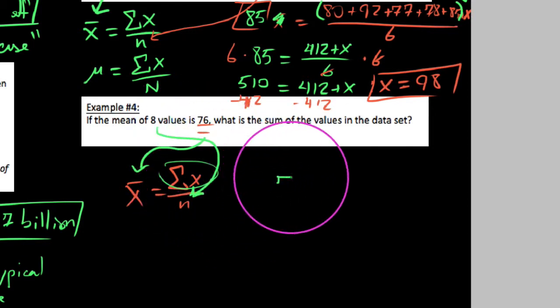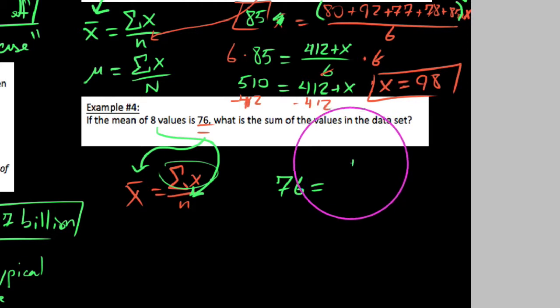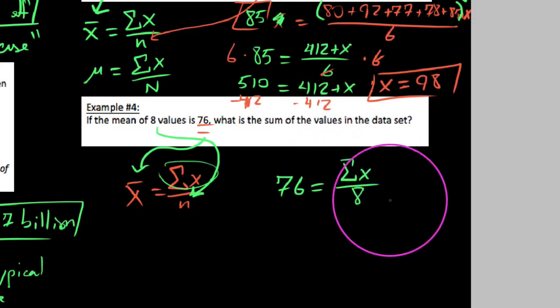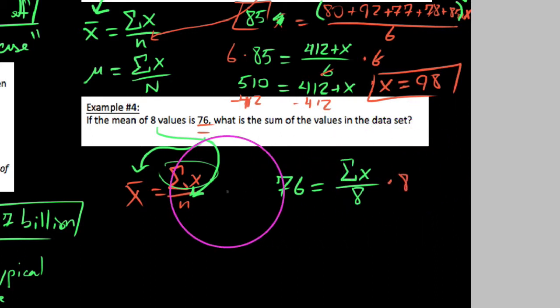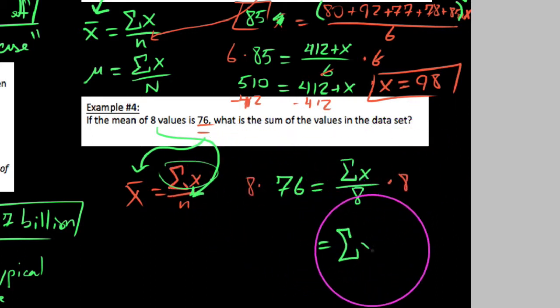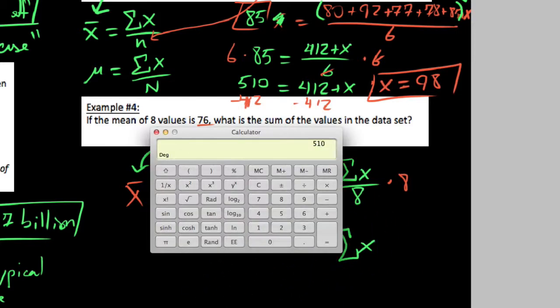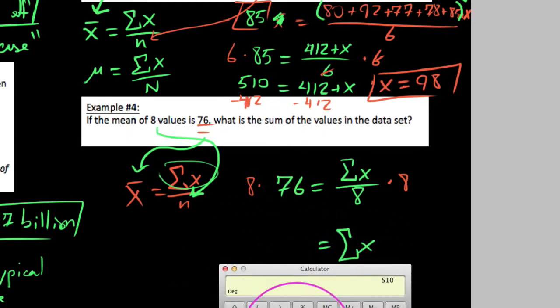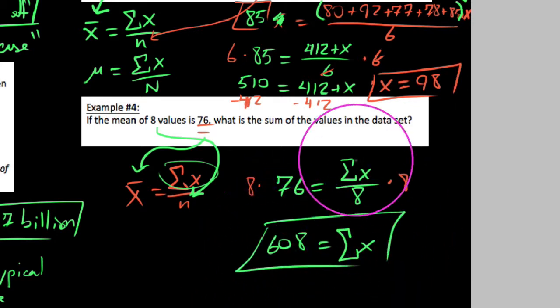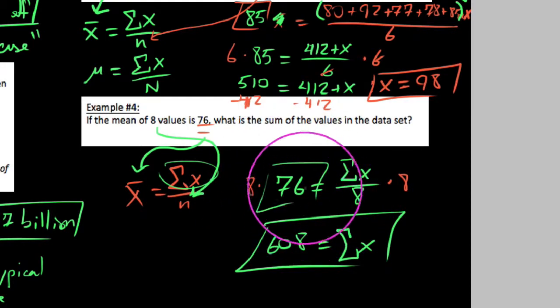So we could say this: 76 is my average that I get when I take the sum of all my data, which I don't know, split 8 ways. And again, it's just algebra. We could multiply both sides by 8 here. What was the sum of the data? The sum of the data is 8 times 76, so we get 608. And this would be easy to check by plugging back in 608 divided by 8 and seeing you get 76. So cheers.